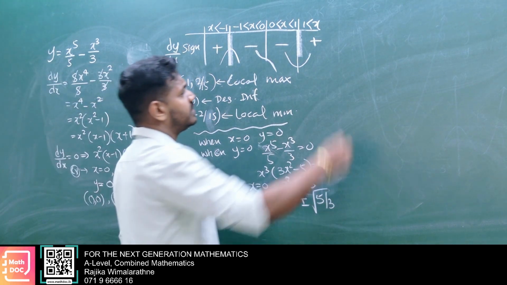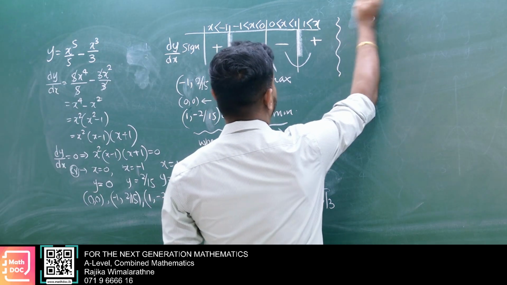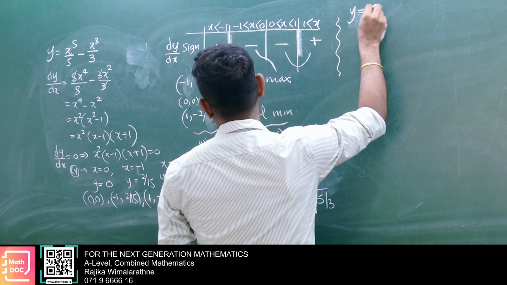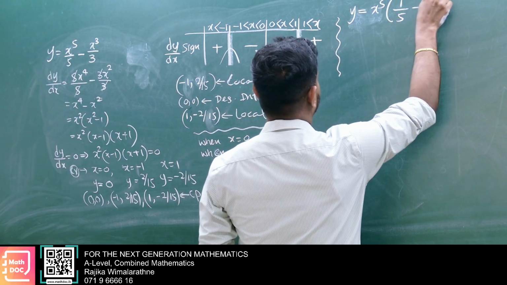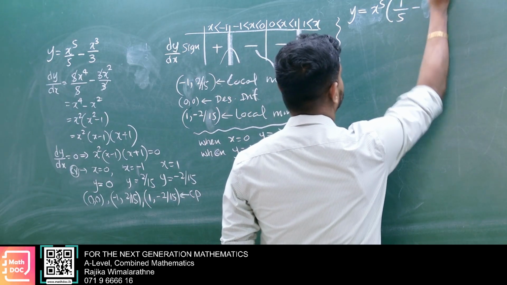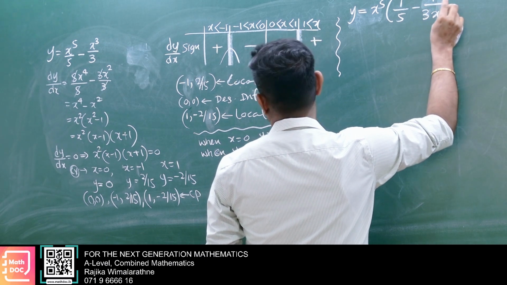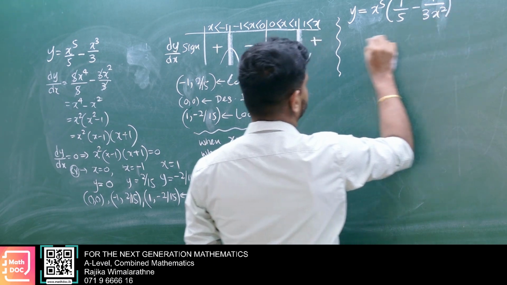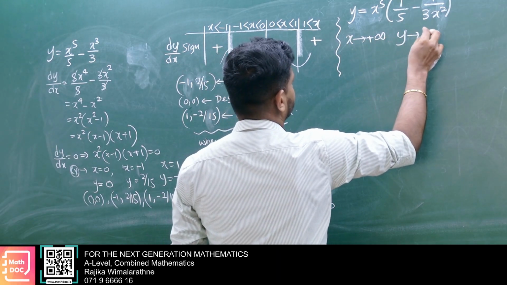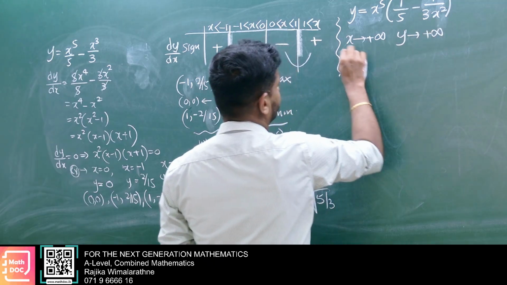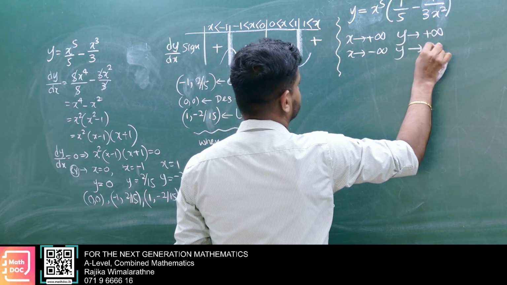Now we have to check only the infinity cases. y equals, take x to the power 5 outside, times the bracket. As x goes to plus infinity, y goes to plus infinity. As x goes to minus infinity, y goes to minus infinity.